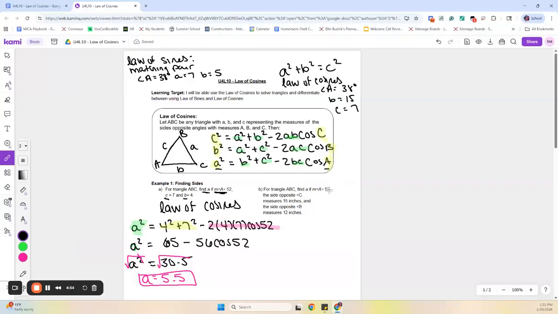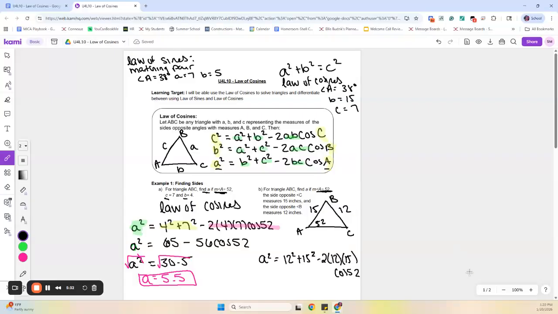So for triangle ABC, find A if angle A is 52. So let's draw this out. Angle A is 52 degrees. B and C. They said the side opposite of C measures 15, so that's going to be over here, and the side opposite of B measures 12. So again, I'm given angle A, so when I set this up, I'm going to have my A squared as my bookend, equals my two other sides, 12 squared plus 15 squared, minus 2 times 12 times 15 times cosine of my angle, which is 52.